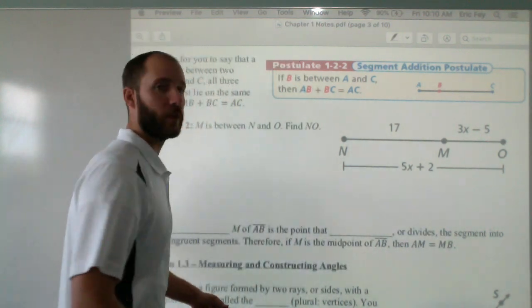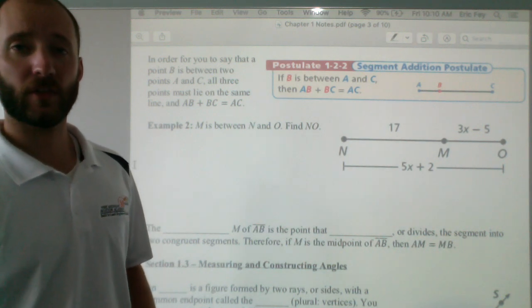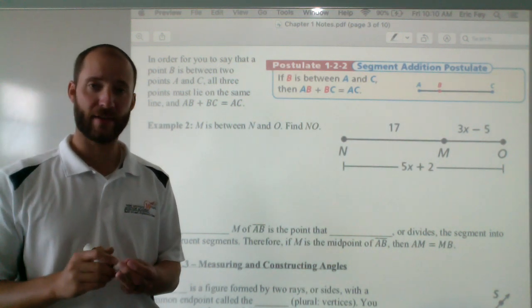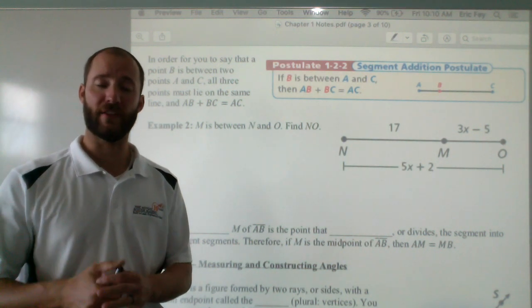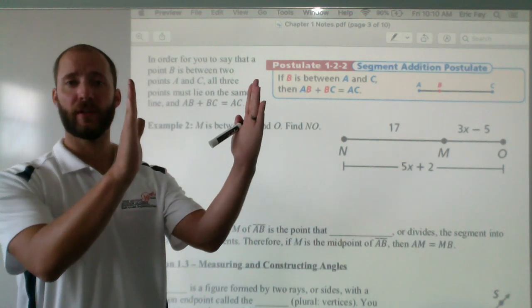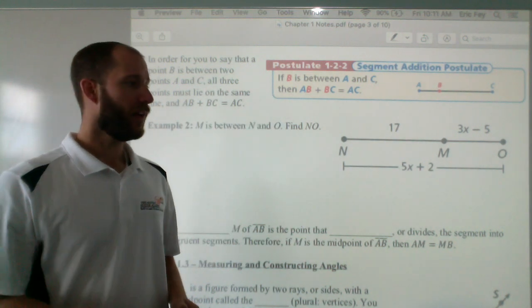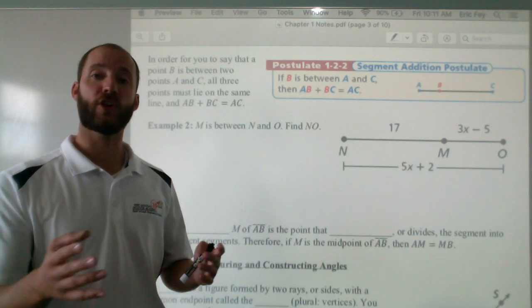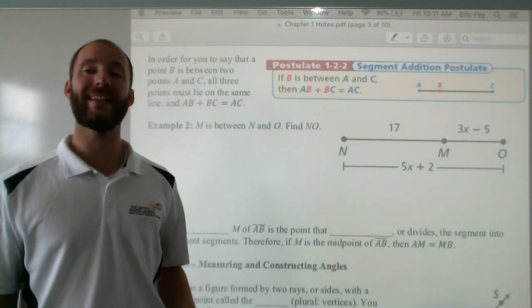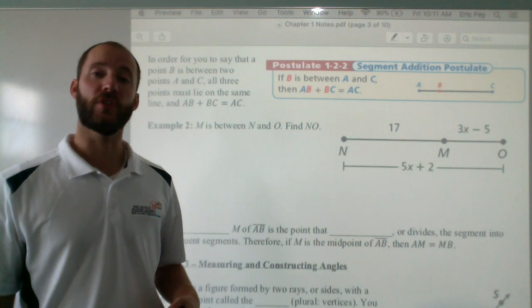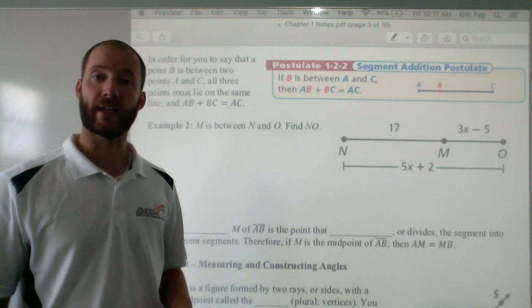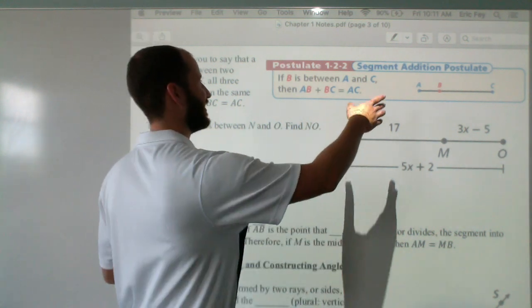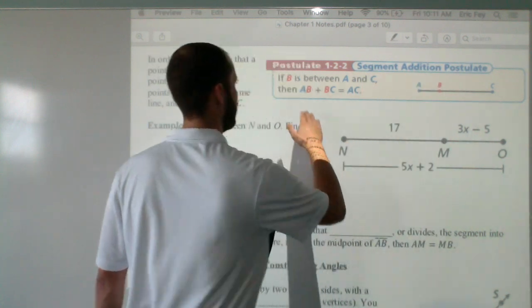Now this is where Euclid really starts building on himself. He says, okay, if you can have an object, a line segment, a finite amount from here to here, you can measure it because we have the ruler postulate. Well, now we have a quantifiable amount. If you have a quantity, you can do arithmetic. Add, subtract, multiply, divide. So we get the segment addition postulate.